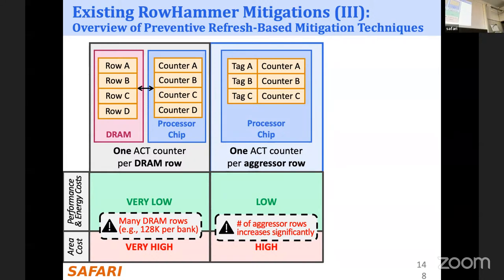So how do you determine which was the aggressor row? Is it just by the number of activations? Number of activations, yes.